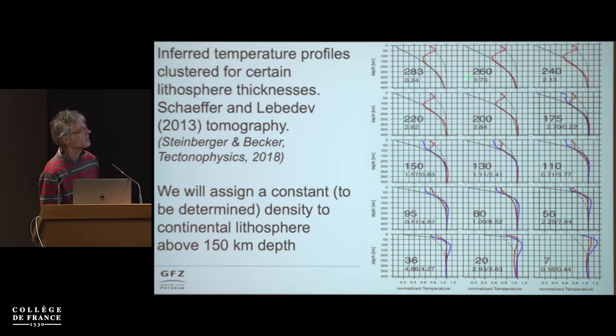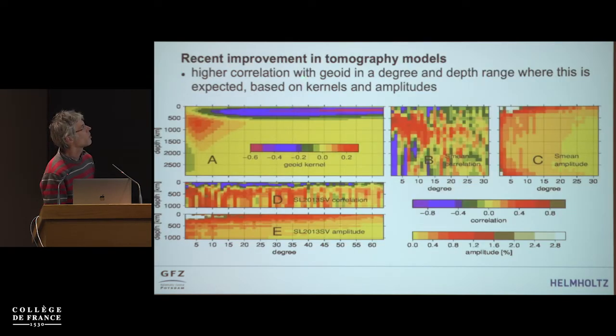So in the end, I decided that wherever, however thick the lithosphere is, in the uppermost 150 kilometers, I remove the seismic velocity variations, and instead I impose a given density variation, which is another free parameter in my inversion. Right. So yeah, just to show improvement in tomography models, this is the geoid kernels plotted in this way as spherical harmonic degrees versus depth. So the kernel basically says, given a density anomaly at a certain spherical harmonic degree and a certain depth, what this contributes to the geoid.